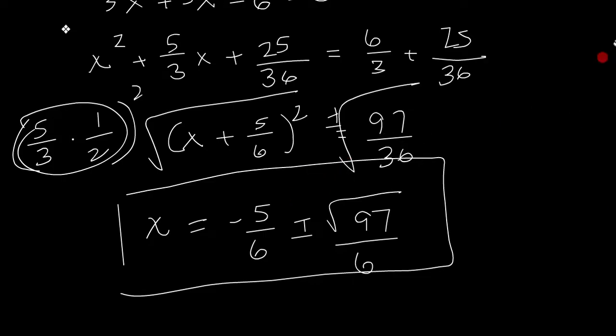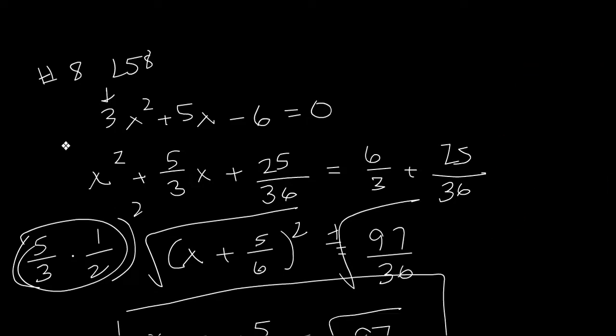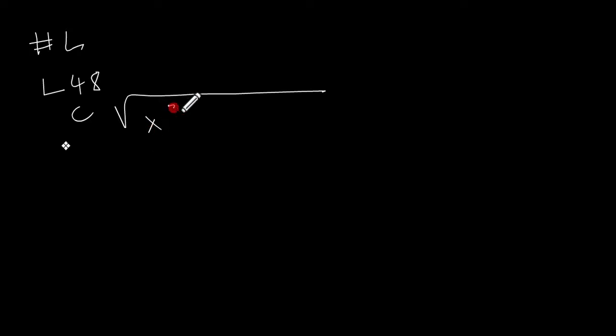Okay, next one. We are on number 9. This is lesson 48C. Okay, this is really like the one on the test. So you get the square root of x squared plus 3x minus 10, plus 2 equals x. Isolate the radical, so I'm going to subtract 2 from both sides. I'm just going to cheat a little bit. Equals x minus 2.